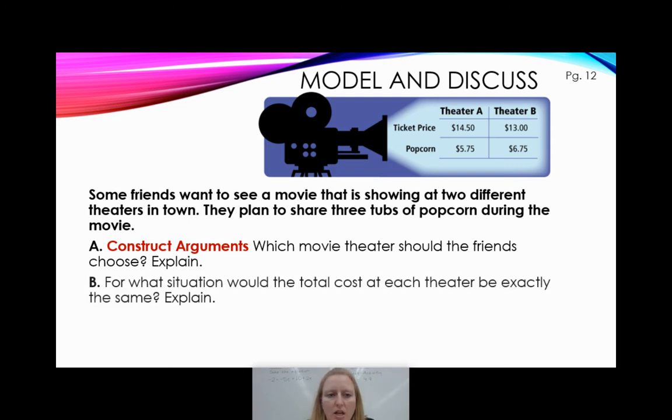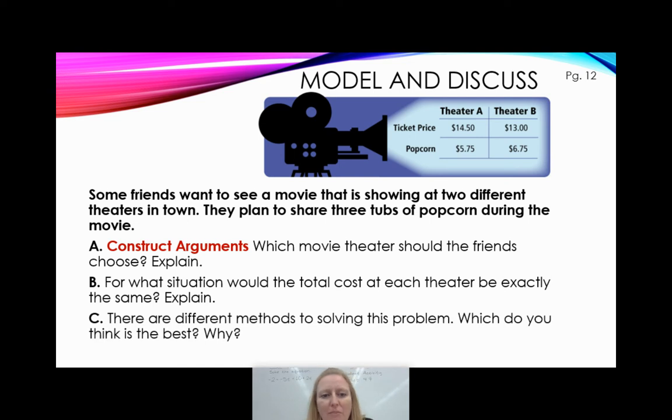Just things for discussion. For what situation would the total cost at each theater be exactly the same, right? And explain why that is. And see, there are different methods to solving this problem. Which do you think is best and why? Go ahead and hit pause. Just have some thoughts on this, have a little discussion about this, and then hit play to keep going.